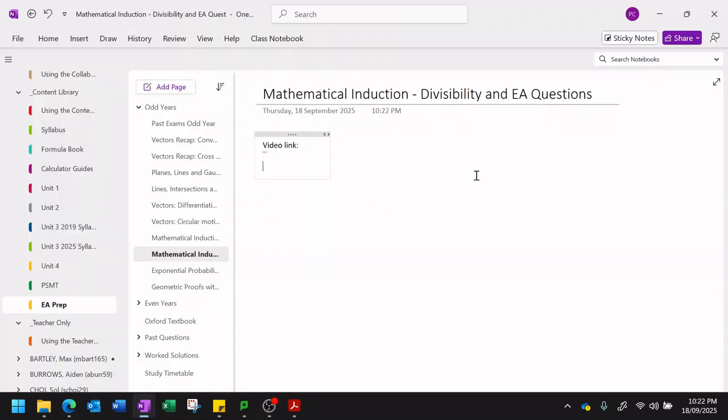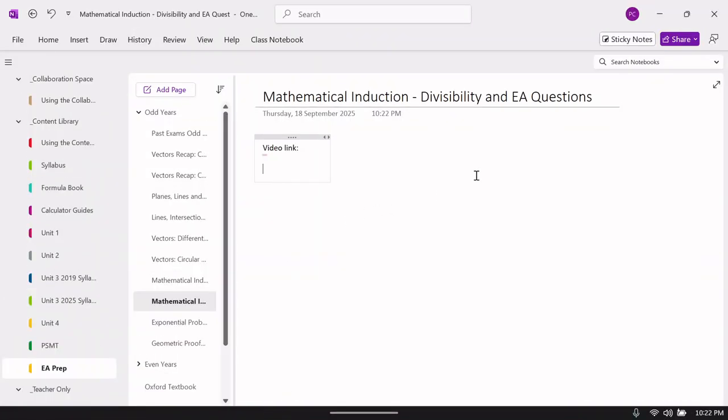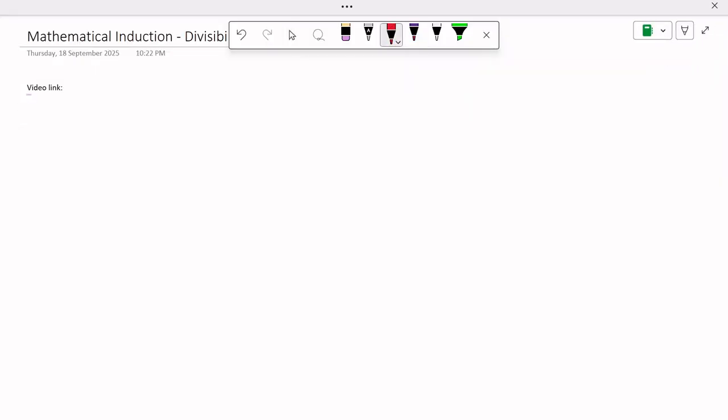Groovy. This is a quick recap on mathematical induction for divisibility problems. I'll also go through a couple of past external exams.